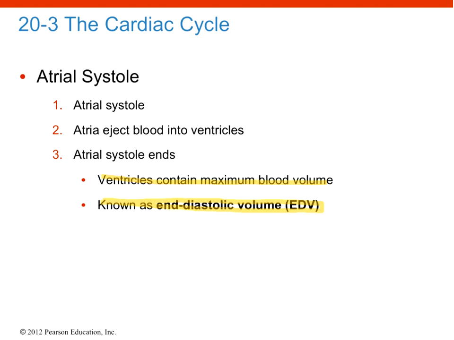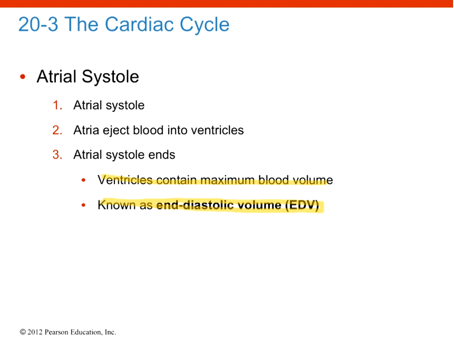So let's talk about the atria and the atrial systole. Atrial systole, or atrial contraction, is going to eject blood into the ventricles. At the end of this process of contraction, the culminating event that we want to take place is that a majority of the blood goes down into the ventricles, because there will be some left over, and we'll talk about that in just a few slides. So at the end of atrial systole, the ventricles are going to contain the maximum amount of blood.